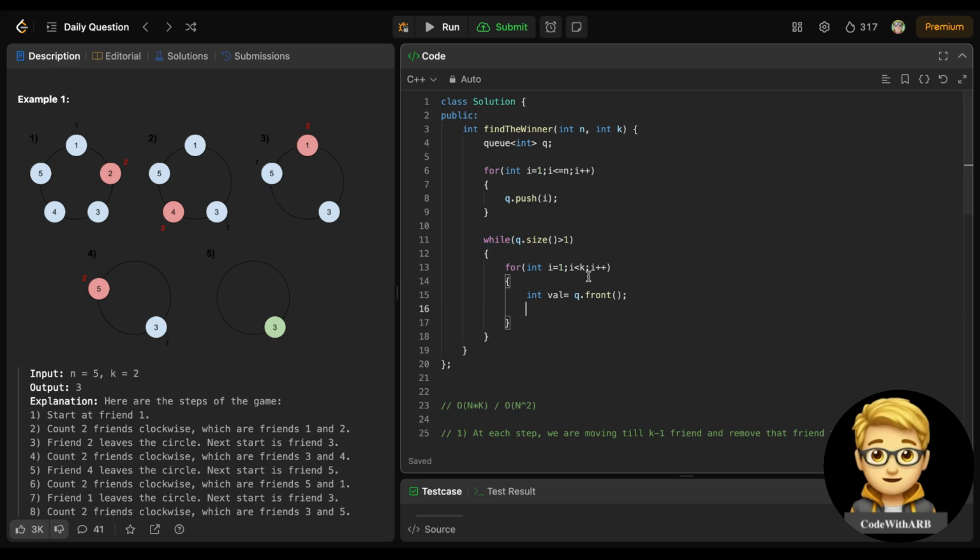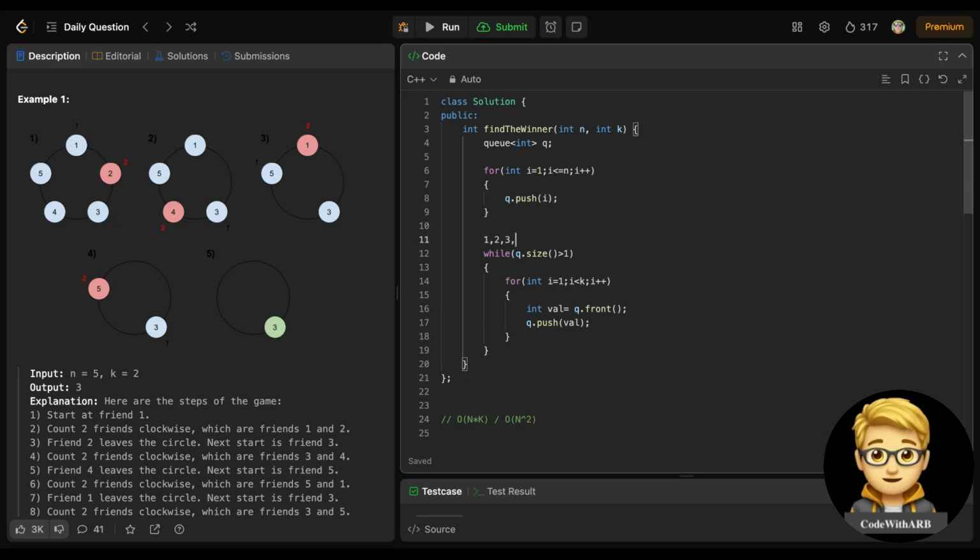Why am I doing this? Because we don't want the elements from 1 to k minus 1 to be deleted permanently. We want only the kth friend to be deleted. So we will push back the same value at the end, because we have 1 2 3 4 5 elements here. When we do this, the 1 2 will again be pushed back here, and the front one needs to be removed, right? So this is maintaining the same order. And we will just pop this, right?